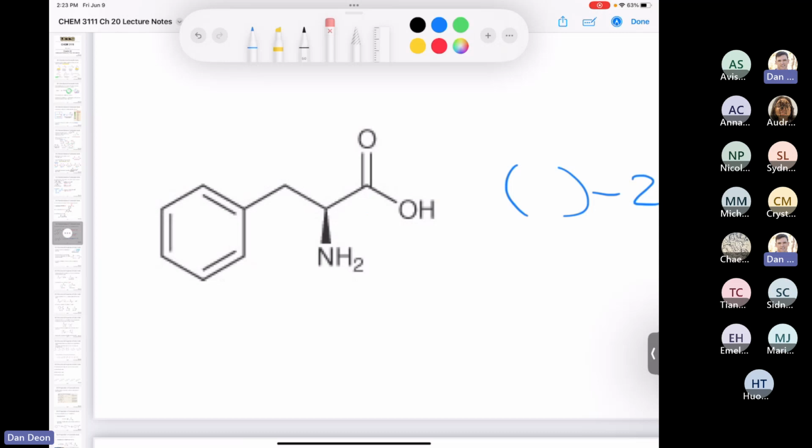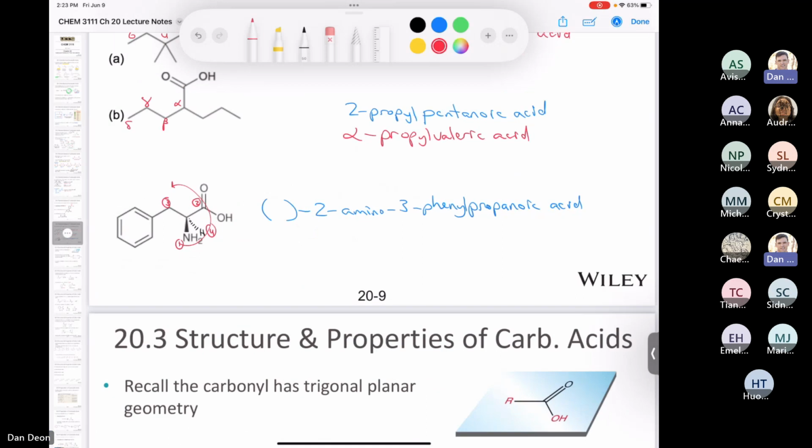Anybody figure this one out? All right, we've got our hand going in the back. Thanks, Tiana. I think you're right. So we have the nitrogen as being number 1. This is 2. This is 4. This is 3. So we go 1, 2, 3. So yes, it's an S compound. So we have S, 2 amino, 3 phenylpropanoic acid.